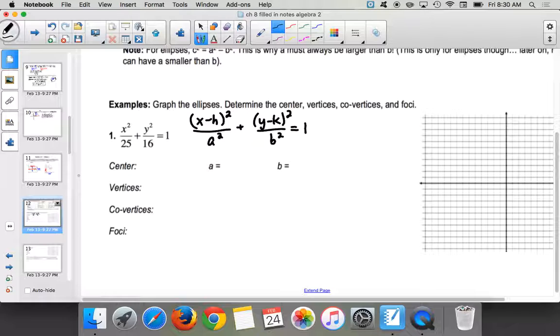Which one's bigger? 5. So if it's under the x value, the bigger number under the x means it's wider. It opens up along the x-axis, so it's wider. But if it was bigger under the y value, then it's going to be taller. Okay. When we look at this, can we tell what h and k are? Just like the circle, yeah, it's 0. So our center is going to be 0, 0.